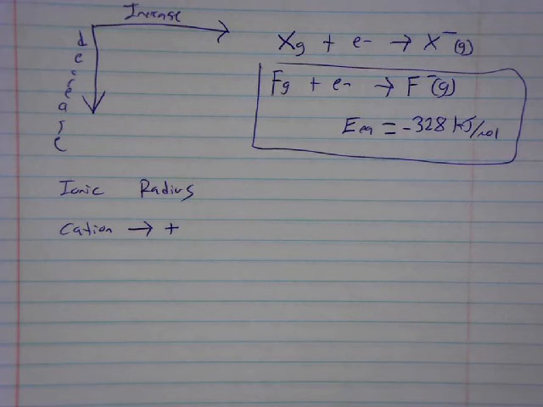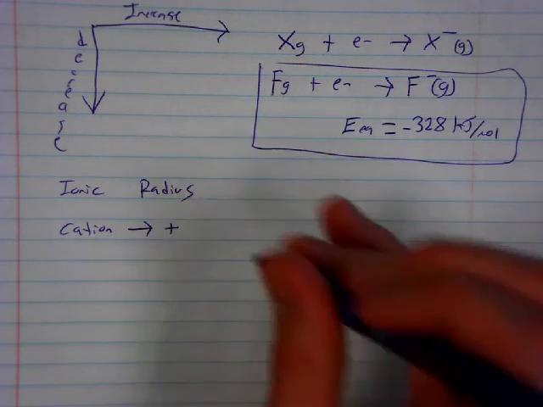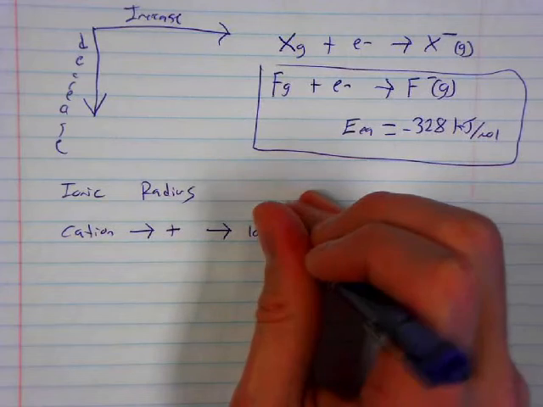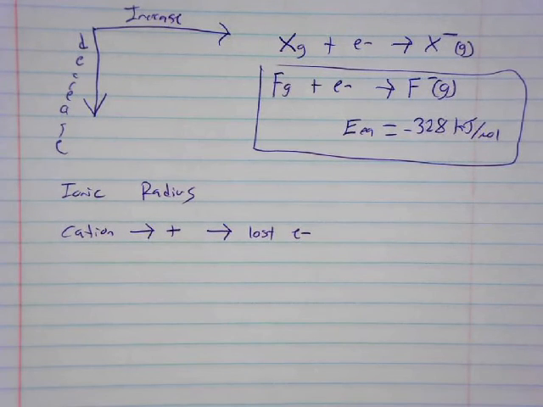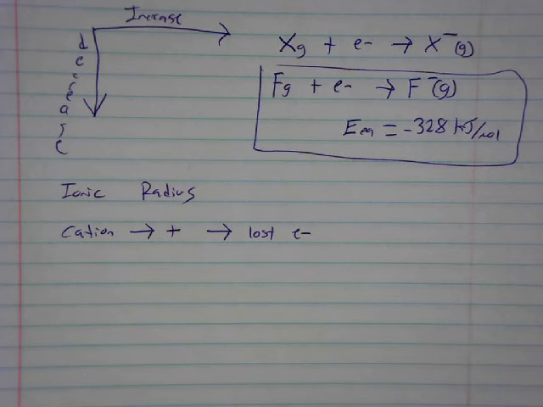First of all, it has what type of charge? Positive. Cation is positive, cats are positive. And a cation did what with electrons? Lost. Cats lost electrons. So, what is going to happen to the ionic radius of a cation?